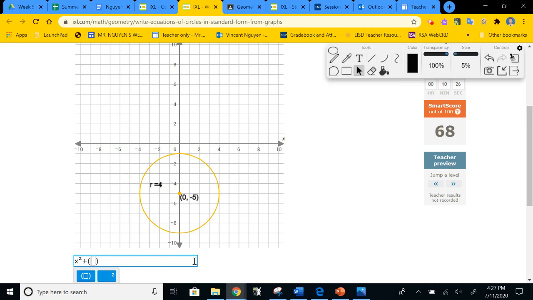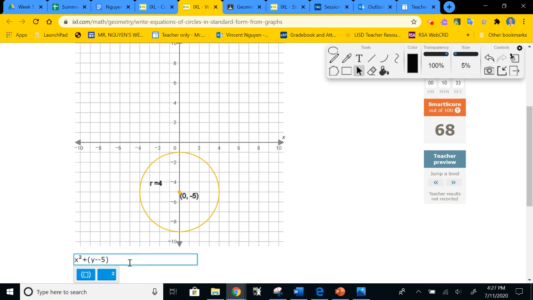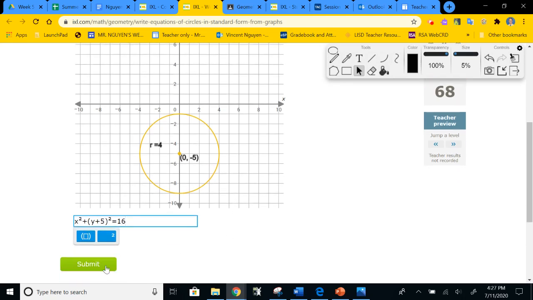Now it's y minus a -5. Now the program would expect you to simplify this minus minus into a plus sign, and then we can square that. Why minus a negative? Because inside the formula, it's y minus k, and k happens to be -5. So it's y minus -5, which turns out to be a plus, equals 4 squared, which is 16. So that ought to be correct there.